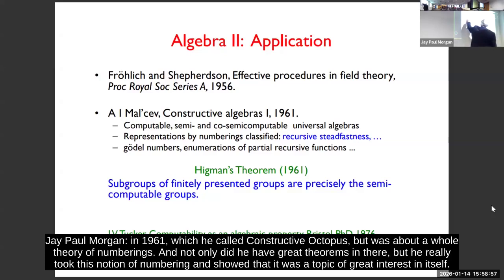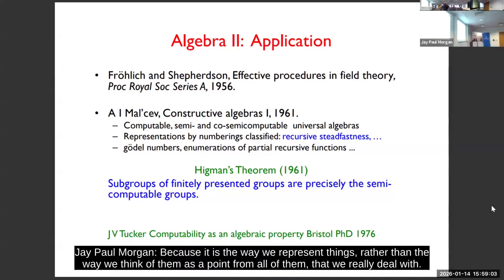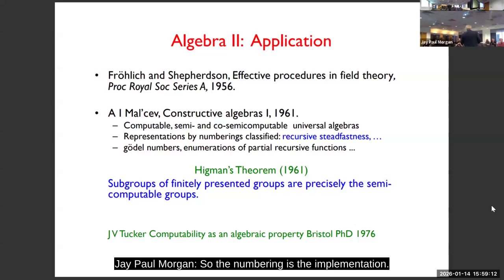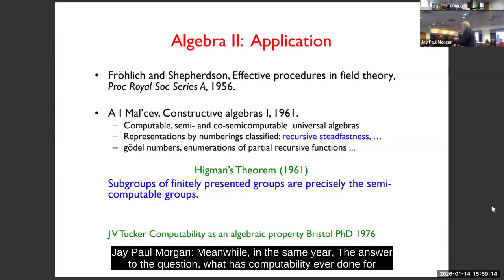And not only did he have great theorems in there, but he really took this notion of numbering and showed that it was a topic of great interest in itself. Because it is the way we represent things, rather than the way we think of them as anthropomorphism, that we really deal with. So the numbering is the implementation.